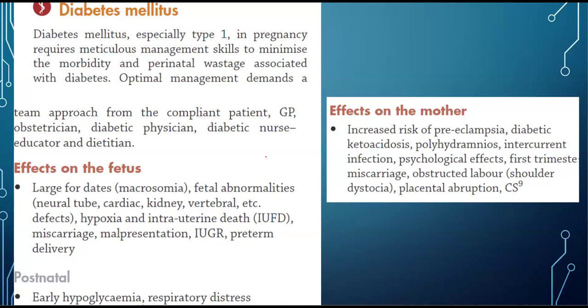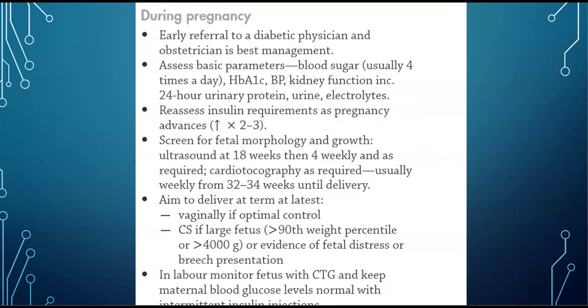If we can't control diabetes during pregnancy, there is always a risk for both baby and mother. You can read those risks in your own time. But most importantly, the baby of a mother who has uncontrolled diabetes can get quite large. So macrosomia, fetal abnormality like neural tube defect, multiple organ defects, all of this can happen. That's why it is very important to control the blood sugar during pregnancy.